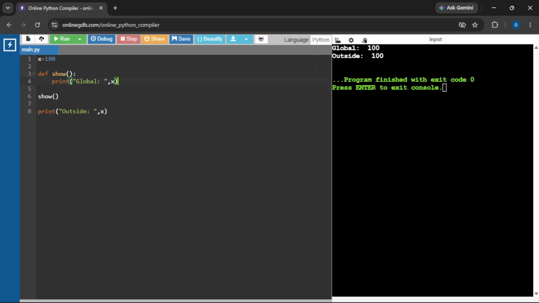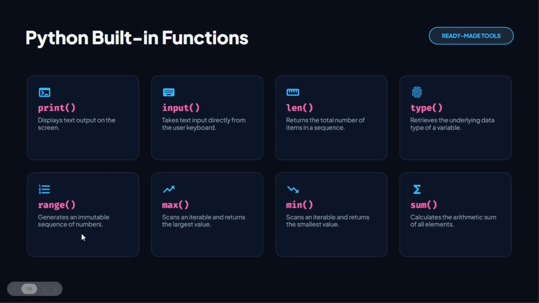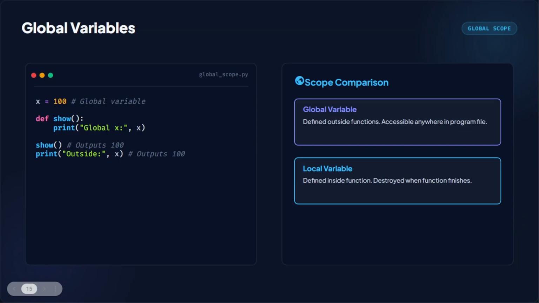Now let's compare them. Do I have the comparison? No, I don't have the comparison. So basically, a local variable is created inside the function. It exists only when the function is running. It cannot work outside the function.